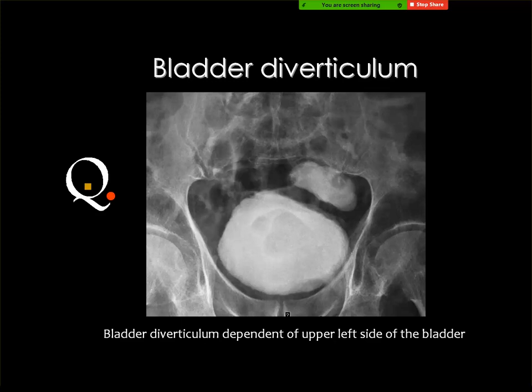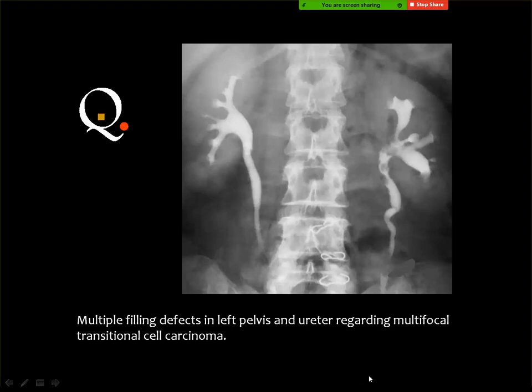Diverticulum of the urinary bladder? Yes, it is written below the image that this is the bladder diverticulum. And one of the good policies is to look inside the diverticulum for stones or for carcinoma, for example, but this is not.